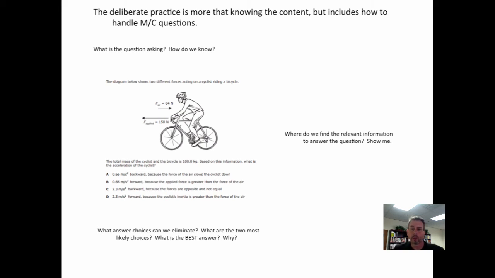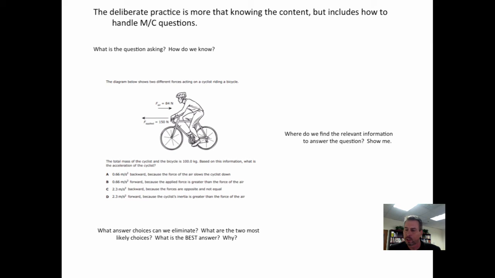Or where is the relevant information to answer the question, and be able to find that and have them show you where that is. Or what answer choices at the very end can we eliminate, because usually two of them we can get rid of right away because they don't make sense. And then what are the two most likely choices? And then I think a very big key there, because sometimes the choice is very close, is being able to determine what is the best answer and why it is the best answer.